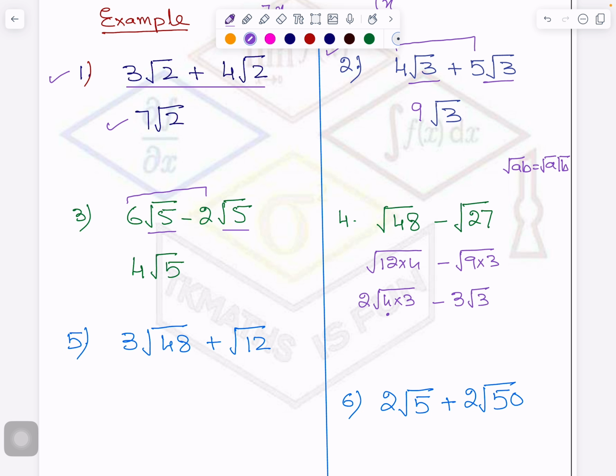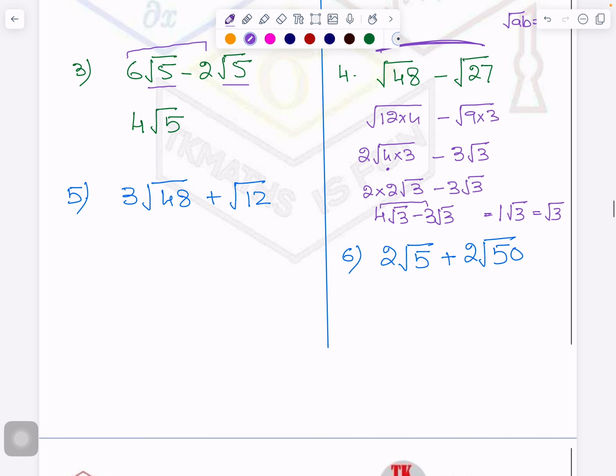Here root 4 can be written as 2. So there is 2 already outside, it will multiply by it. So it will become what? 4 root 3. Right? Now in this form, root 3 is common, is the same. Here at a glance, nothing was common. So now I can subtract the real numbers. 4 minus 3 is 1. So 1 root 3 can be written as just root 3.